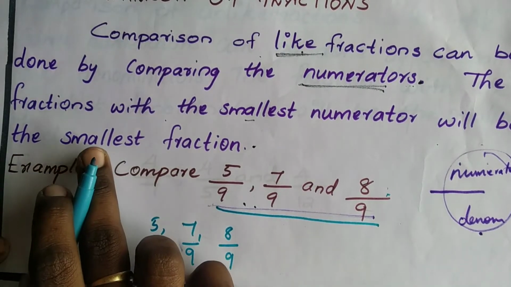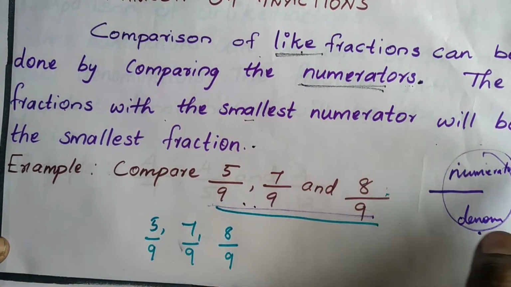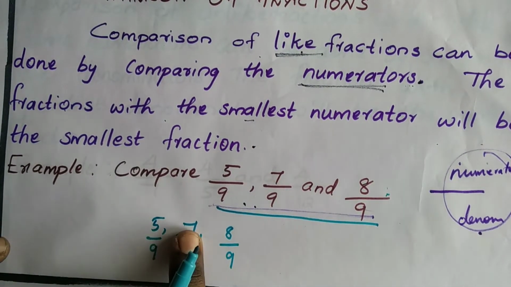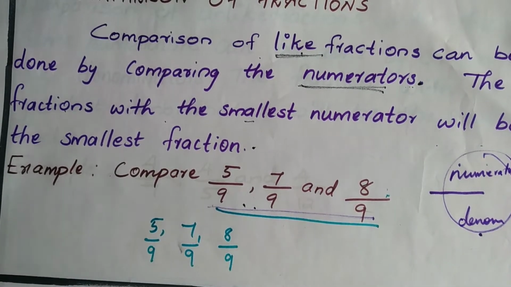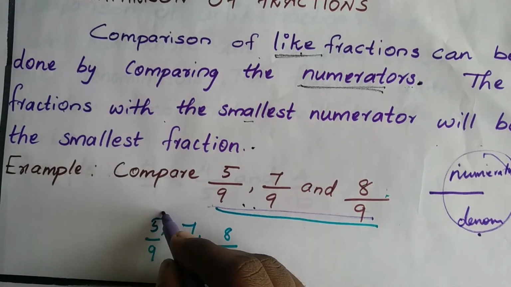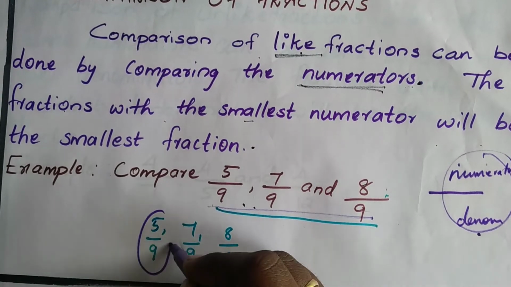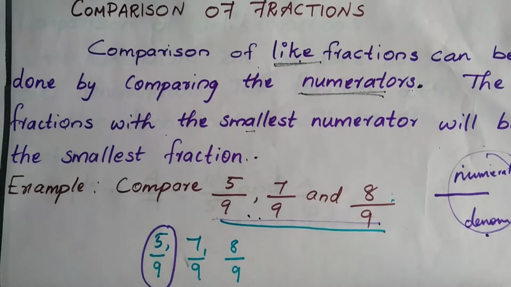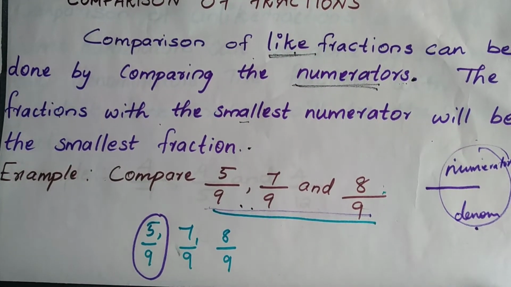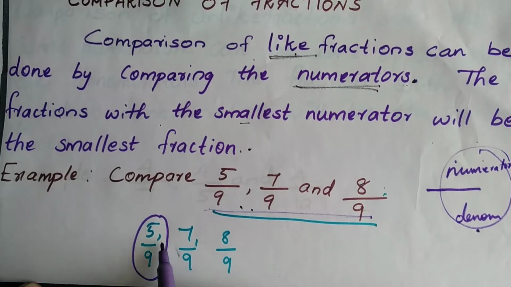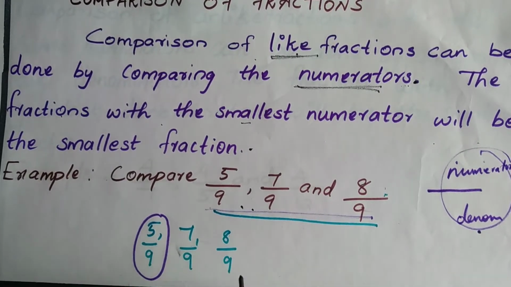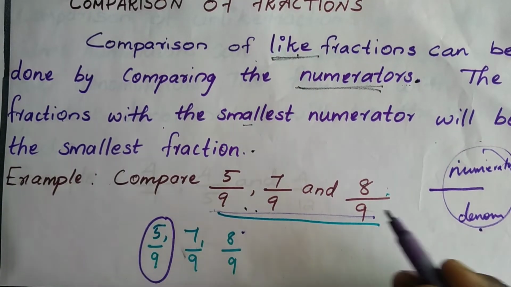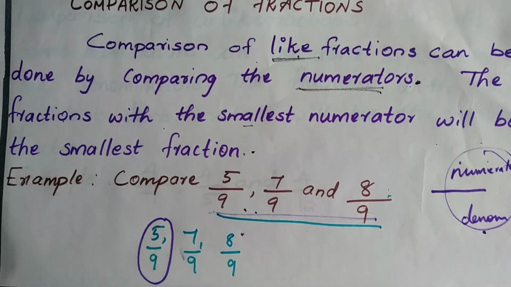The fraction with the smallest numerator will be the smallest fraction. Which is the smallest numerator here? 5, 7, 8. Which is smaller, my dears? 5 is the smallest numerator. So, 5 by 9 is the smallest fraction. Are you clear? Which is the biggest fraction? The fraction with the biggest numerator will be the biggest fraction. Here the biggest fraction is 8 by 9, and 5 by 9 is the smallest.